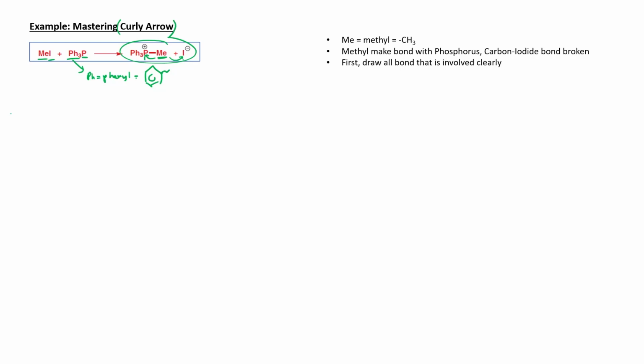So now, in order to draw the mechanism for this reaction, you need to first draw all bonds clearly. If you look at this MeI, it's not very clear what the bond is. So you need to draw it clearly like this, so you have a bond there. Same with this PPh3, we don't see any bond, so you draw clearly like this, so you can see the bonds there.